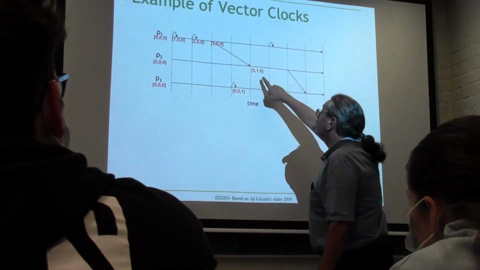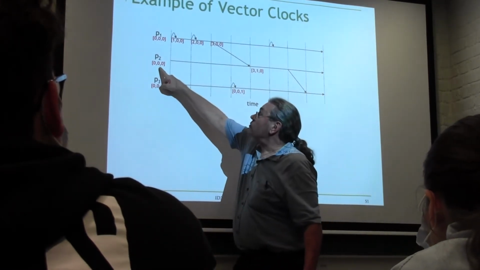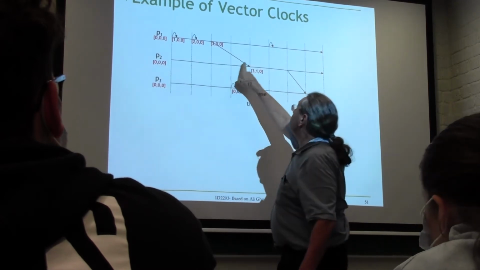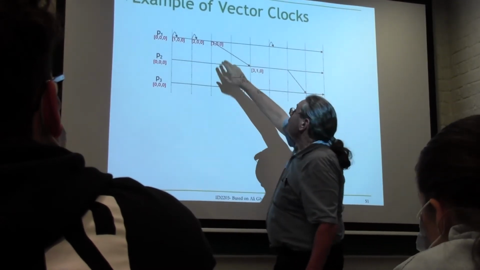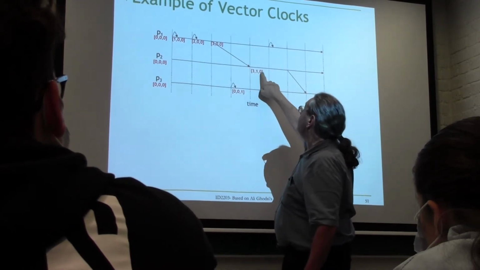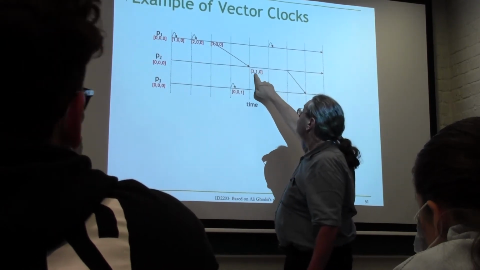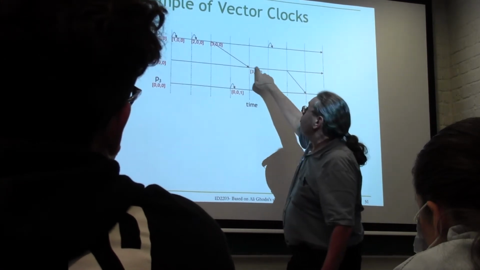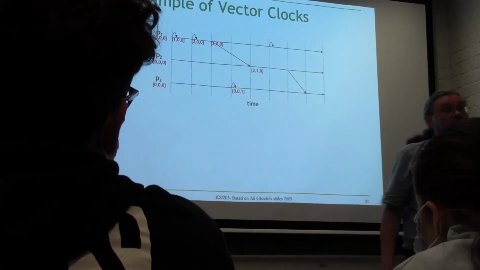Notice what happens here. I increment this one first, 0, 1, 0. So that's this event. And then I take the max, element-wise. So the thing becomes 310. So this 310 is actually telling you a lot.